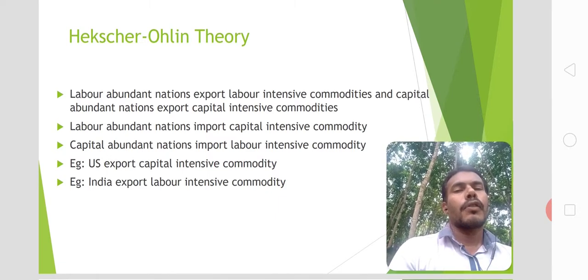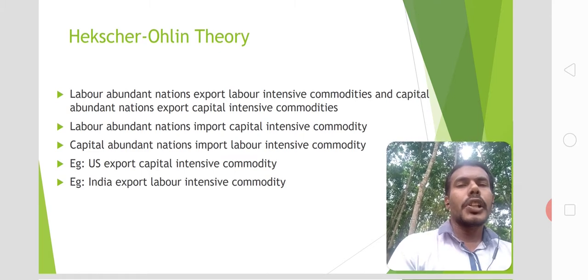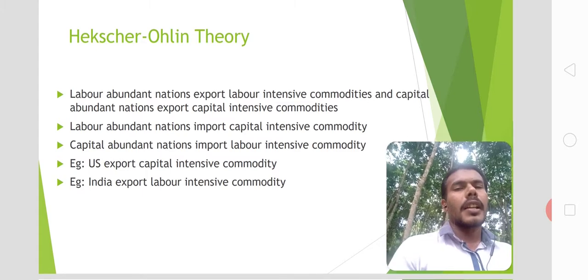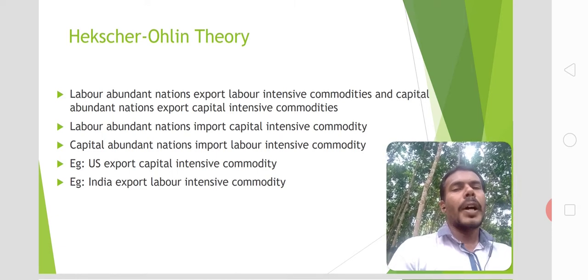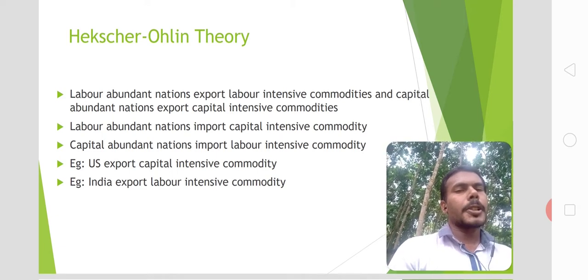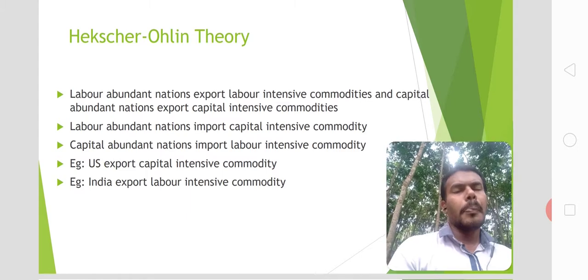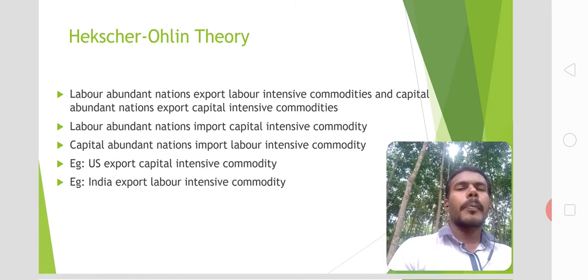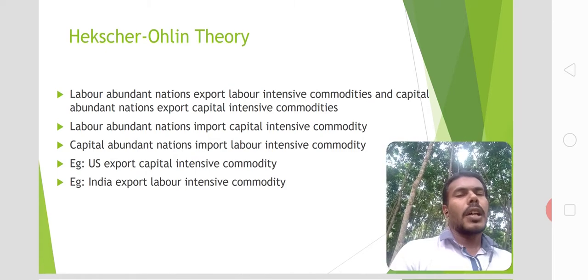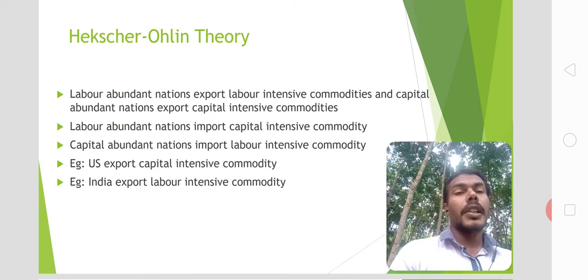intensive commodities. For example, the United States as a capital abundant nation can export capital intensive commodity to India. India, on the other hand, as a labor abundant nation, can export labor intensive commodities to the United States. Why? Because the United States is a capital rich nation, it is a capital abundant nation. So, the United States has got the comparative advantage on the capital intensive commodity. So, they can specialize in capital intensive commodities production, and they can export that commodity to the labor abundant country of India.